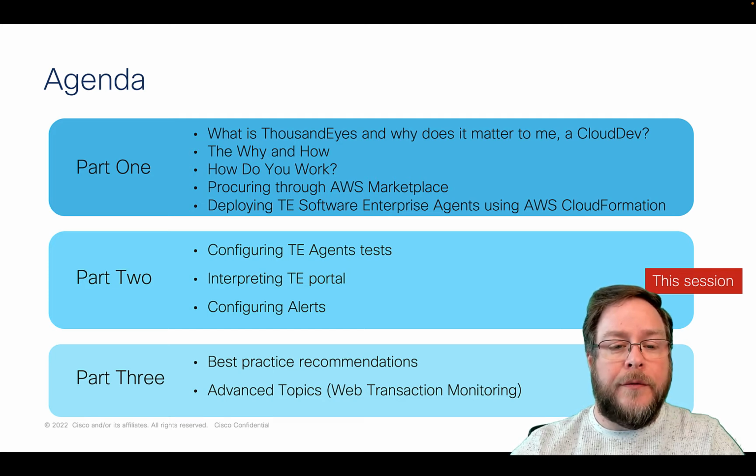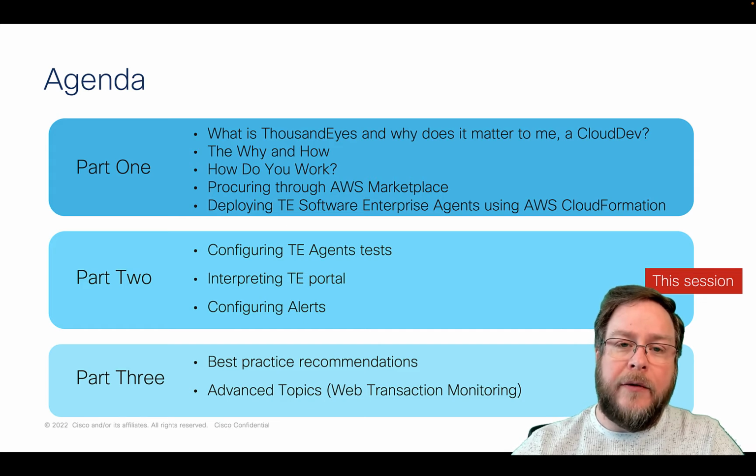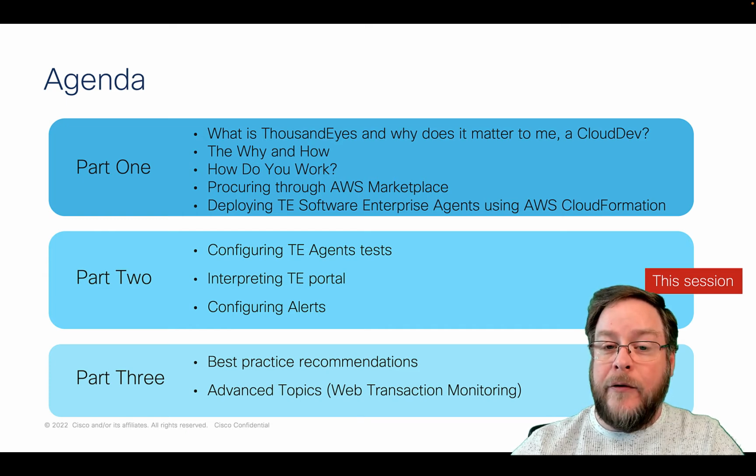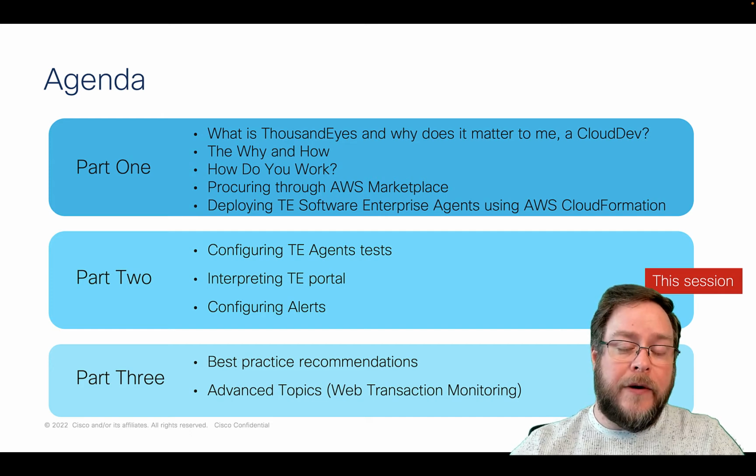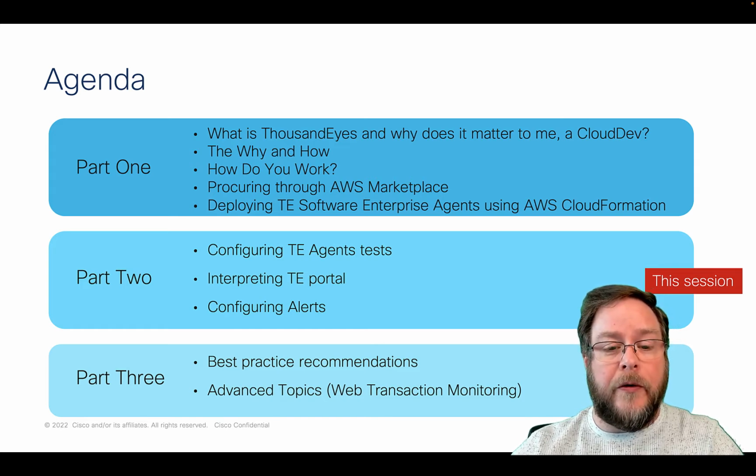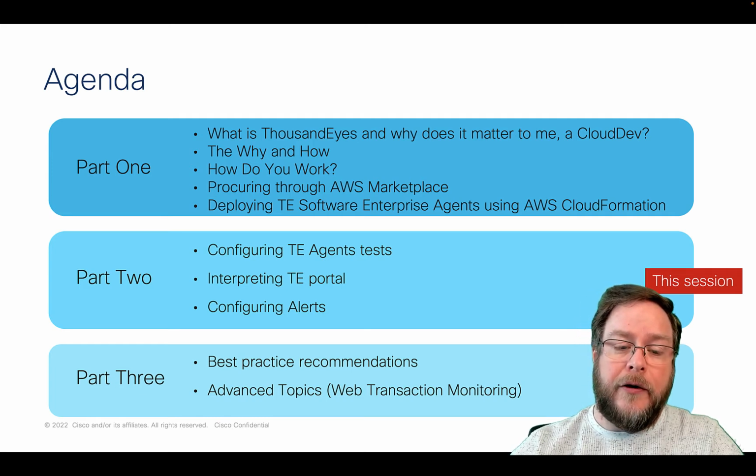We also walked through how to procure it through AWS Marketplace and how to deploy the ThousandEyes software enterprise agents using AWS CloudFormation to get new EC2 instances of ThousandEyes deployed in any AWS region that you're interested in. This series, part 2, is about configuring the agents now using the ThousandEyes portal, and then how to interpret the results and how to configure alerts.